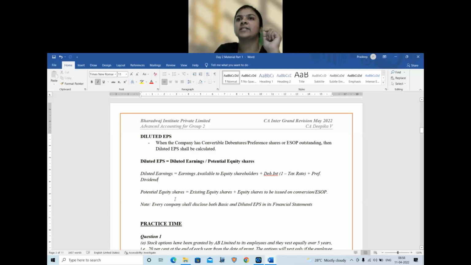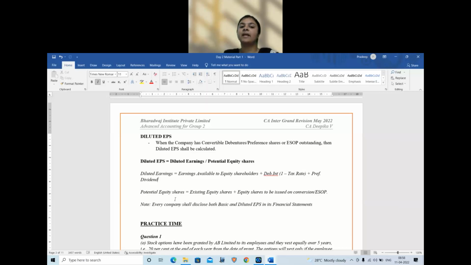Potential equity shares. Potential equity means future equity, which means whatever is your existing equity shares plus whatever can be the future equity shares after conversion. Okay, so if one debenture can be given 2 shares, and you have 100 debentures, how many shares can we have? 200 shares. So 200 will get added. So potential equity is very simple, current equity plus future available equity. So this summarizes your diluted EPS formula.